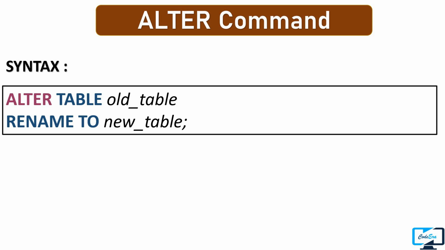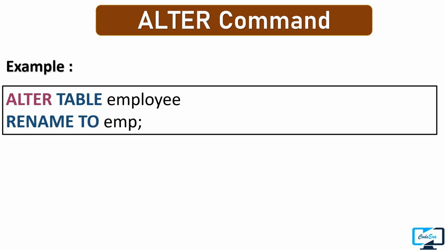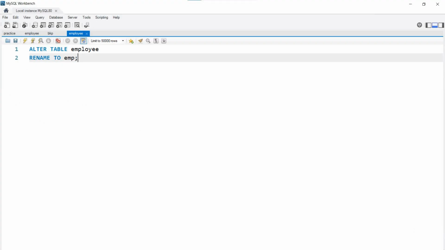So guys, to rename a table, we have to write alter table and then the name of our existing table. Then we will write rename to. After that, we have to specify our new table name. So let's say we want to change our table name from employee to EMP. So we will write alter table employee rename to EMP. So now let's execute this query and see the output.